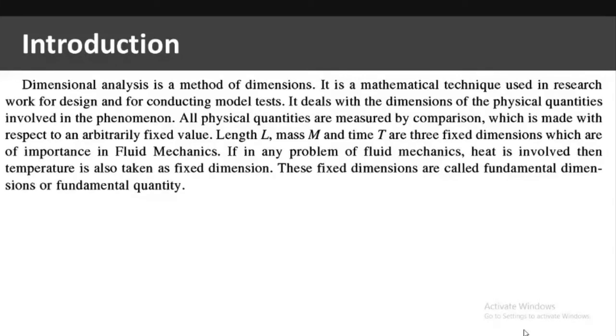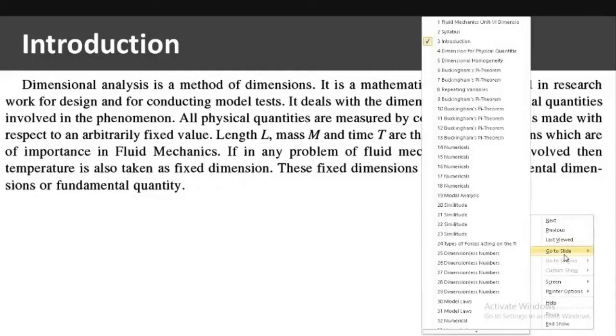First of all, we will see what is dimensional analysis. Dimensional analysis, as the name indicates, is a method of dimensions. Basically it is a mathematical procedure which is extensively used in research. When you conduct research, you don't know the result, what result you are going to get.